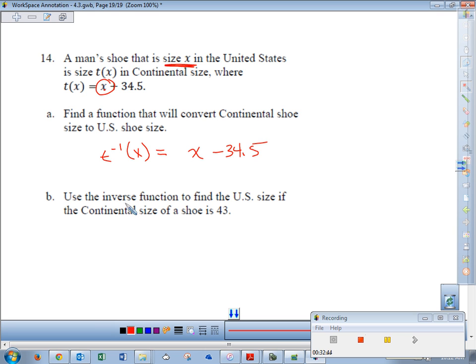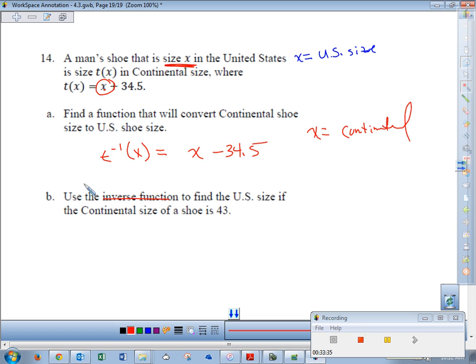Cool? Use the inverse function to find the U.S. size if the continental shoe is 43. So let's kind of go back up here and redefine stuff. Up here, x was your U.S. size. But in your inverse function, since you switched x and y around, x now represents the continental size. You with me on that? We switched. We took an inverse, right? So since x was originally the U.S. size and we did an inverse, x is no longer the U.S. size. It's the continental size.